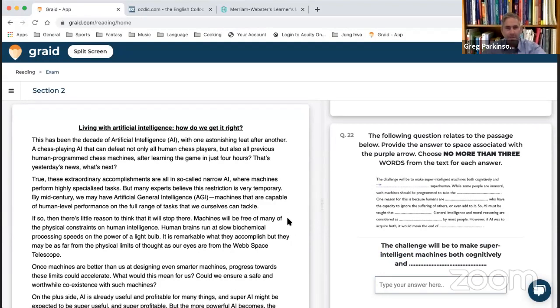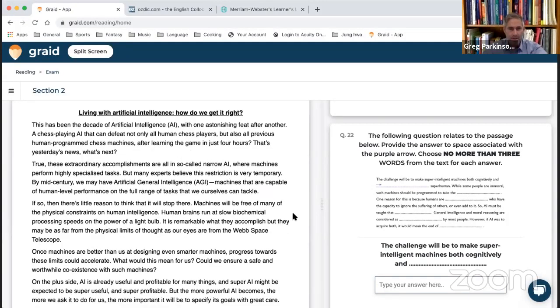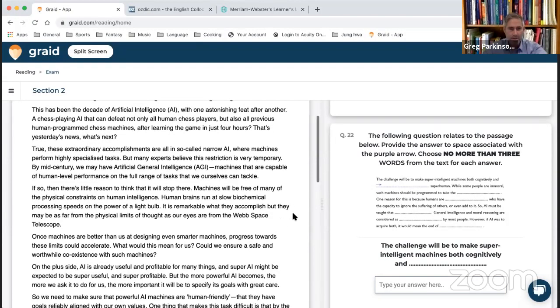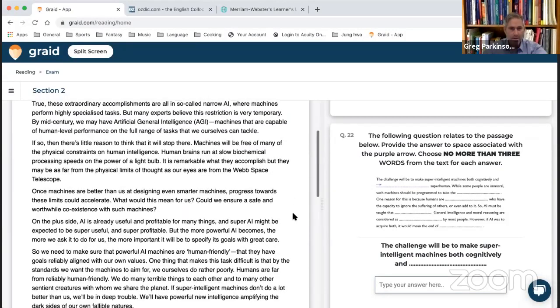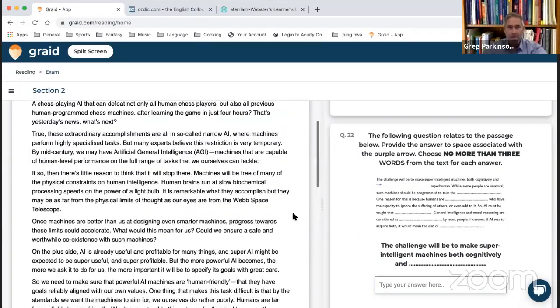So this is how the split screen works. We can scroll up and down. Okay, I'm actually doing this as an example.